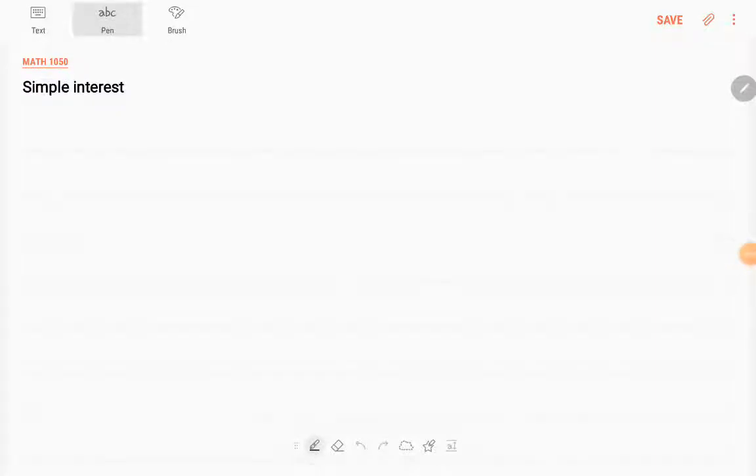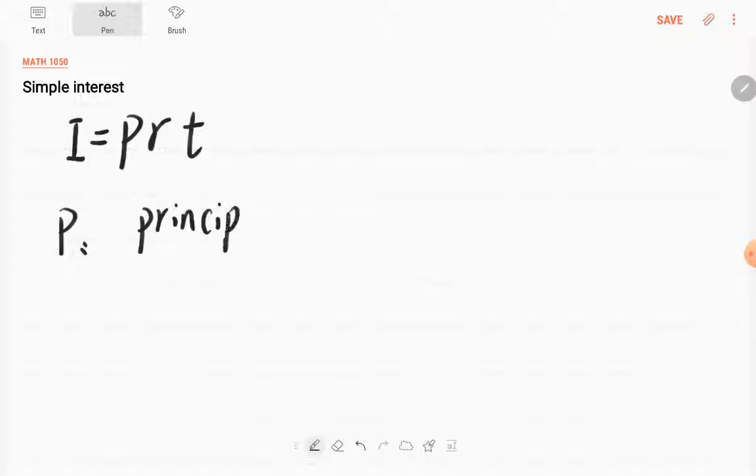Here I want to talk about the simple interest. The simple interest is given by the formula I equals P times R times T. Where P is the principal, which is the money you deposit into your account, or the money you take to do the investment. This is called the principal.